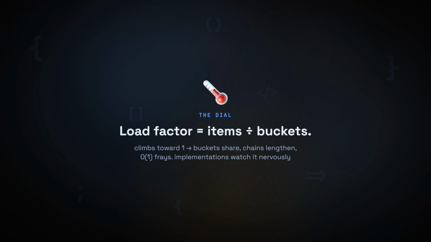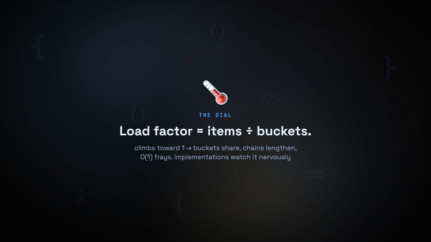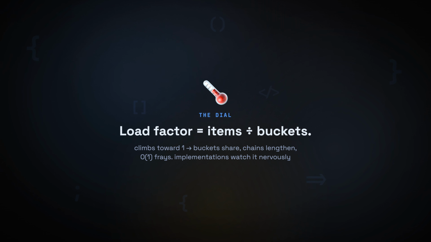That second idea has a precise name, the load factor. It's just the number of stored items divided by the number of buckets. A load factor of 1/2 means the table is half full. As that number climbs toward 1, buckets start sharing, chains begin to lengthen, and the constant time promise slowly frays. Most implementations watch this single number nervously and flatly refuse to let it get too high.